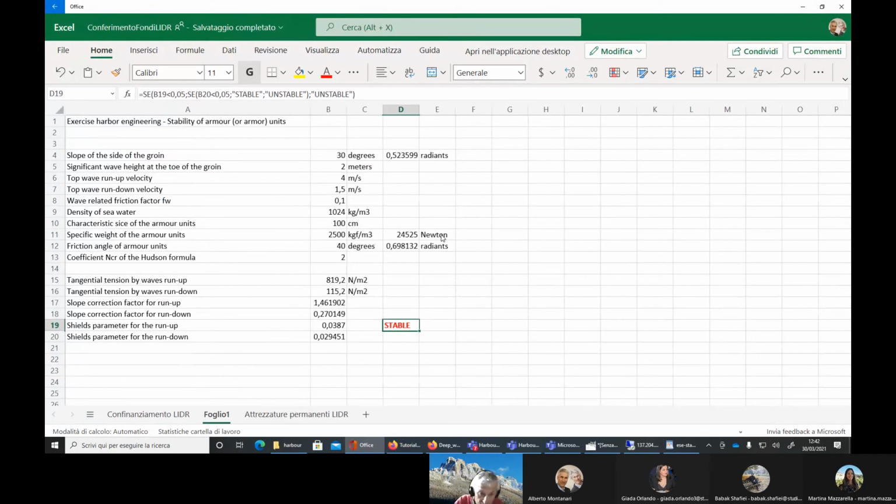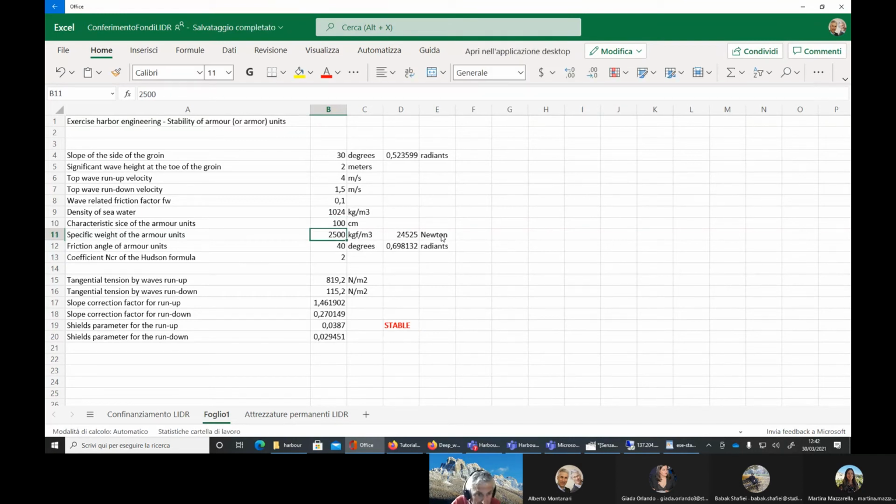Now, this is the shields criteria. Let's see what happens if I reduce the size of the armor units. 80 centimeters, it's still stable. 70 centimeters, unstable in the run-up. If I do 60 centimeters, it's unstable again in the run-up. 50 centimeters, I guess it's unstable for both of them, okay? So let's go back to 100 centimeters.